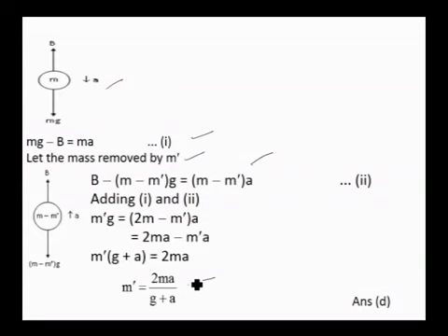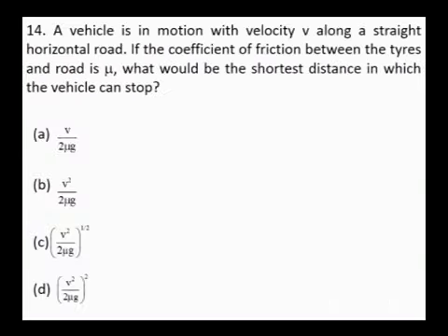So the correct option there as given is D. So we can go to the next problem. A vehicle is in motion with velocity v along a straight horizontal road. If the coefficient of friction between the tires and road is mu, what should be the shortest distance in which the vehicle can stop, they are asking.